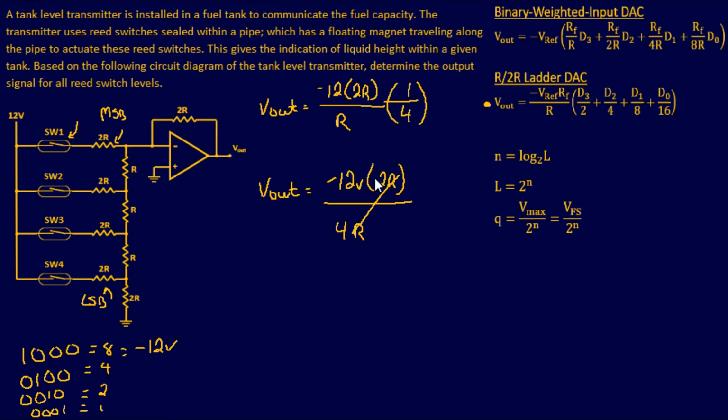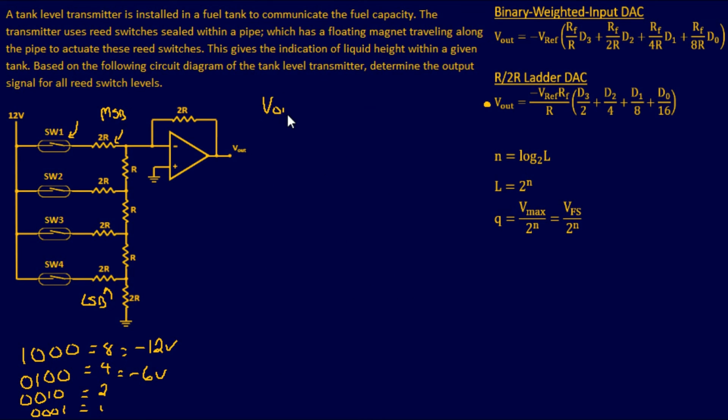You can cancel your R's out and do a little simplification. 2/4 is 1/2. So in that case, V out equals negative 12 volts times 1/2. And we don't need a calculator for that one. 1/2 of negative 12 is negative 6 volts. So our next one is negative 6 volts.